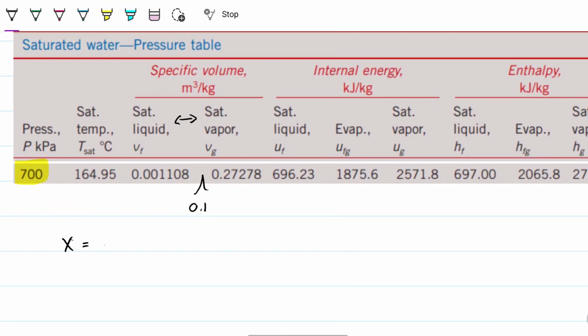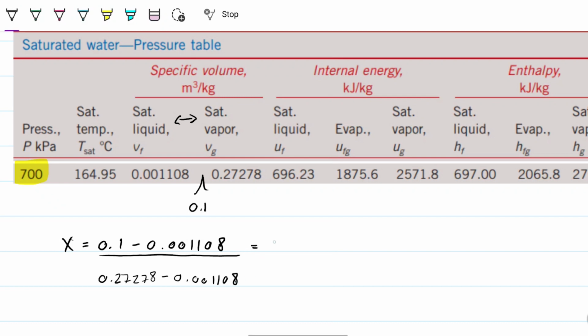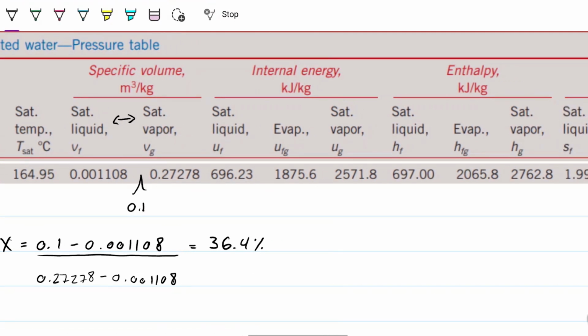And I can also calculate the quality using the specific volume. For that, all you need to do is relate the property that I have and the properties given on the property table. And that tells me that this is 36.4. So there's 36.4% steam in this mixture and the rest is liquid.